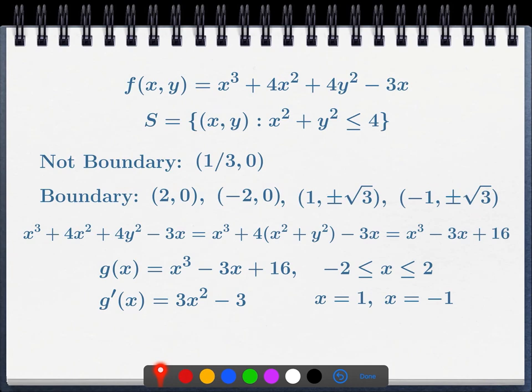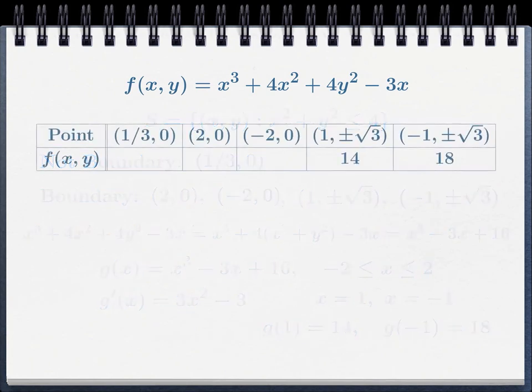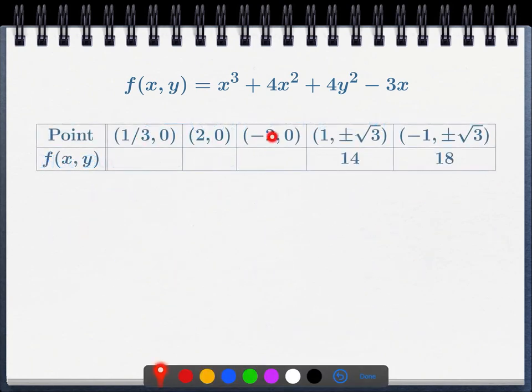So let me go ahead and be a little organized here and just make a table. But first, g of 1 equals 14, g of minus 1 equals 18, like we said. Let me go ahead and make a table here. So these were the points from the previous slide. And as we said, this is 14, this is 18. We got the values here and here as well. This was 18 and this was 14. So we get 18 there and 14 there.